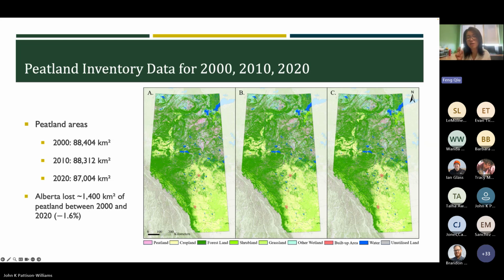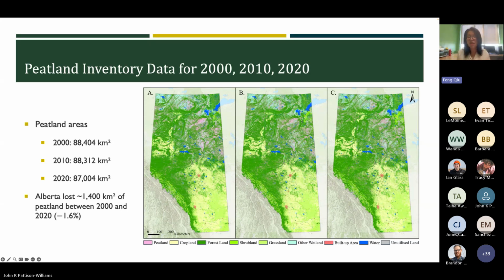But if we check the 20 years, from 2000 to 2020, we see about 1,400 square kilometers of peatland loss in the past 20 years, which is about 1.6% of the peatland base. This seems consistent with our other pieces of work, the literature, and expert opinion as well. So that's the quick check of the general change using the historical data.